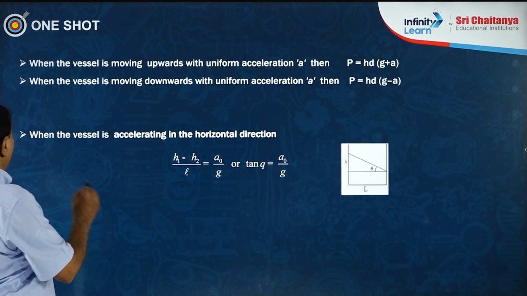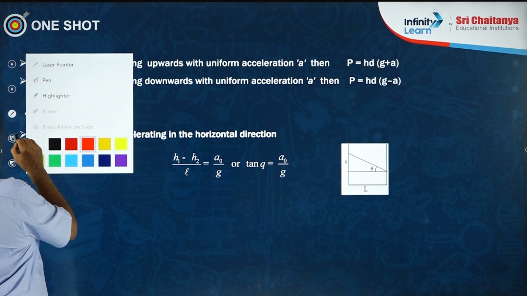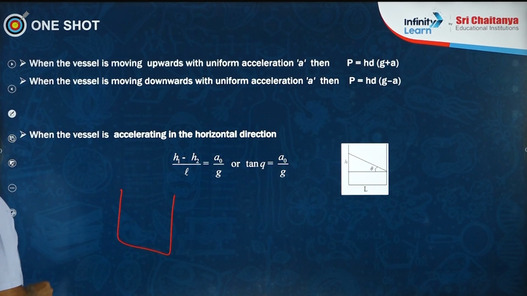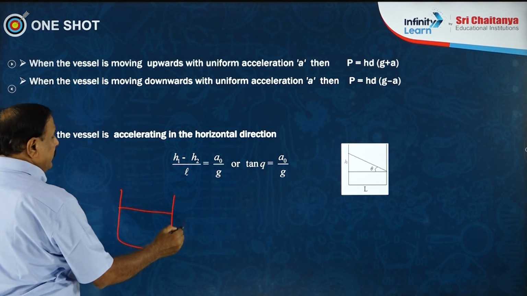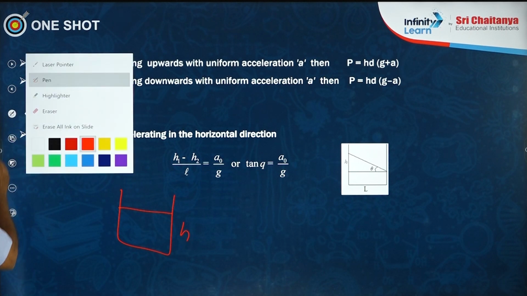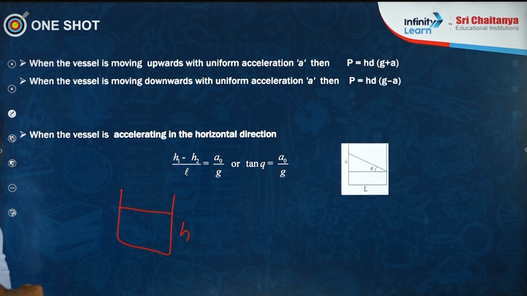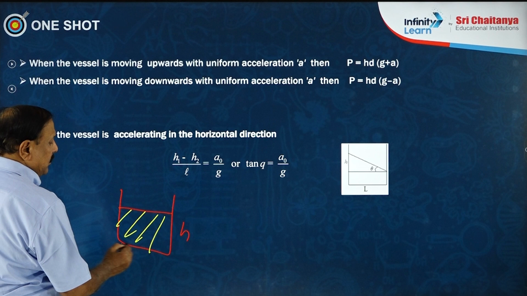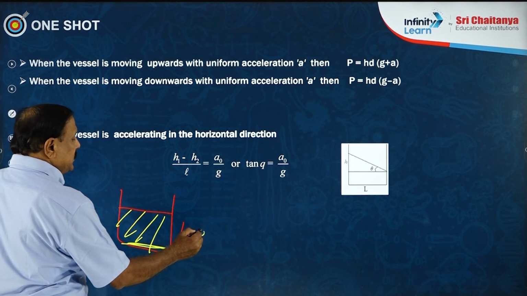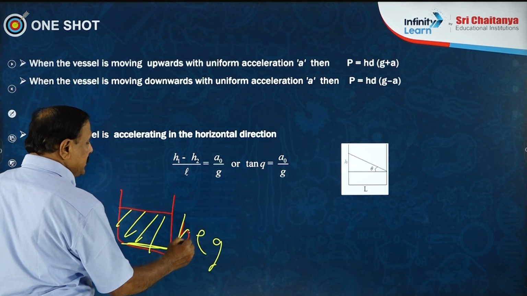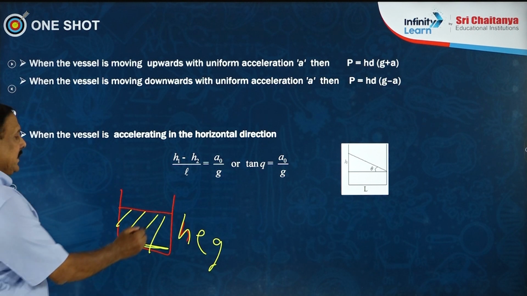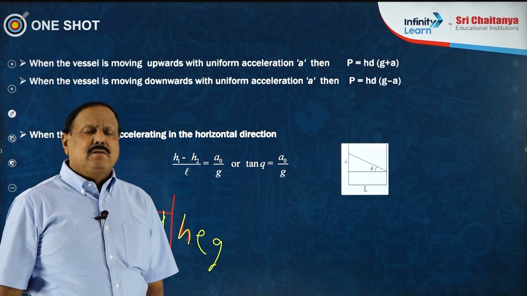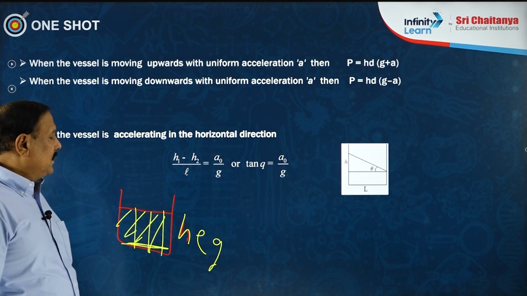Suppose there is a beaker containing a liquid, and the height of the liquid in the beaker is h. Then the pressure exerted by this liquid at the bottom is written as h rho g, where h is the height of the liquid column, rho is the density of the liquid, and g is the acceleration due to gravity.